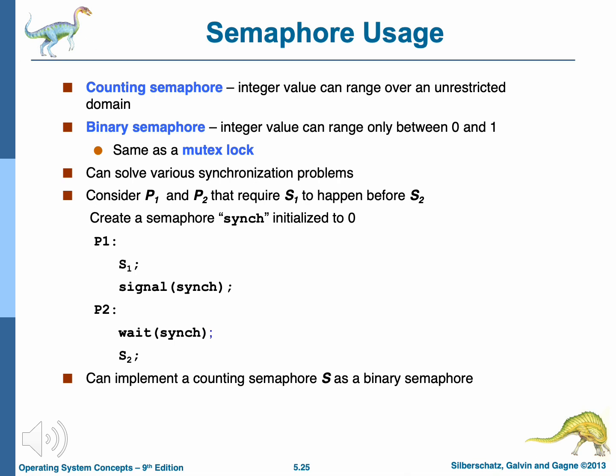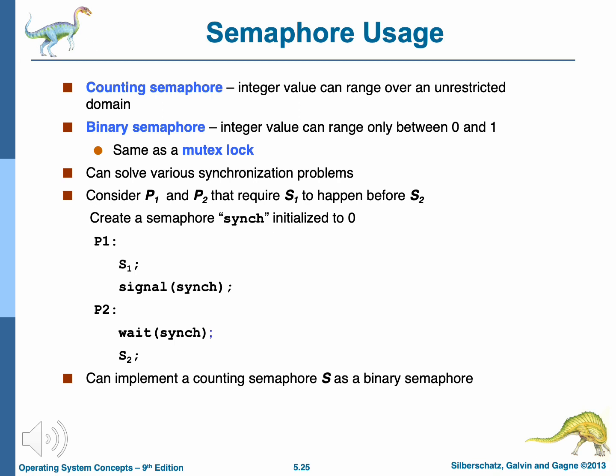We can also use semaphores to solve various synchronization problems. For example, consider two concurrently running processes, P1 with a statement S1 and P2 with a statement S2. Suppose we require that S2 be executed only after S1 has completed. We can implement this scheme readily by letting P1 and P2 share a common semaphore sync, initialized to 0.